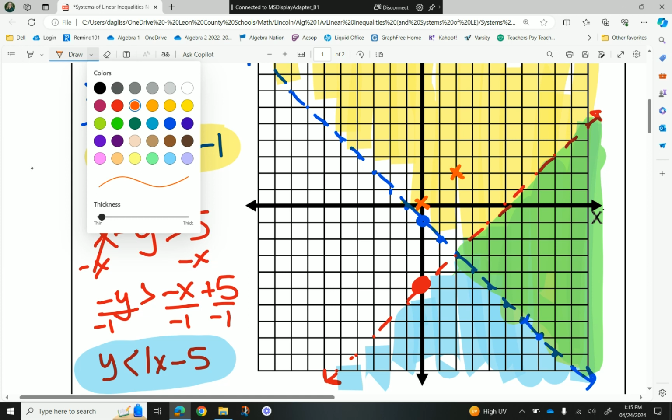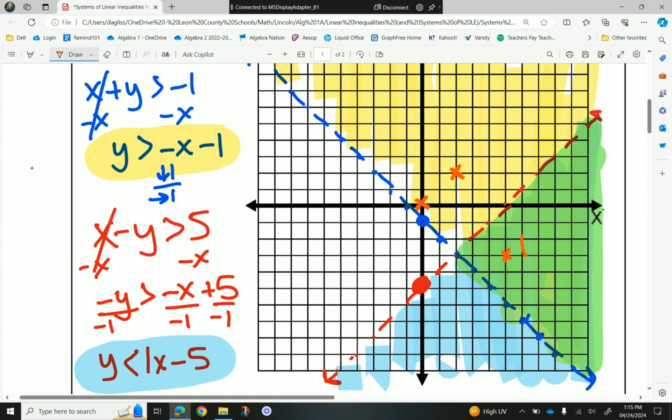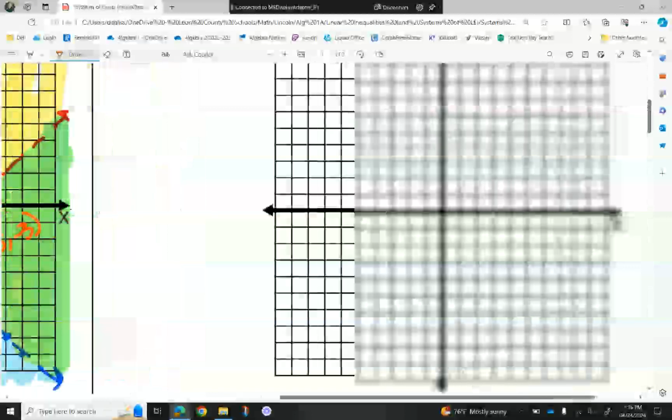The 0.5, -3, right here, that's the... Okay, so any point in the green would be a solution. The entire green overlapping region is a solution to both systems. Okay, let's do another one. Let's move on over here to number 2.